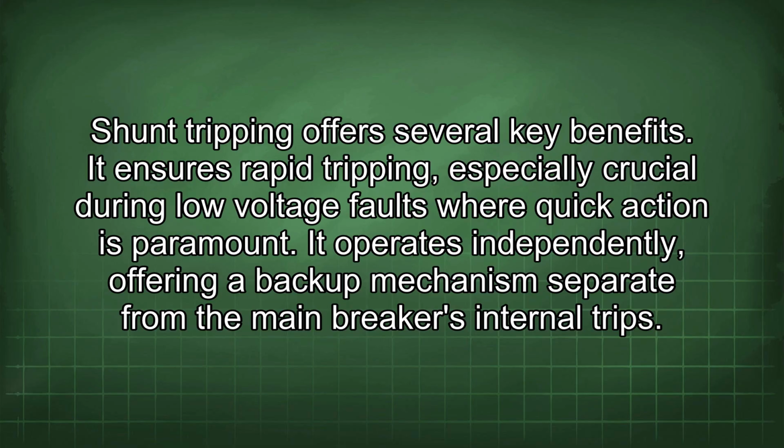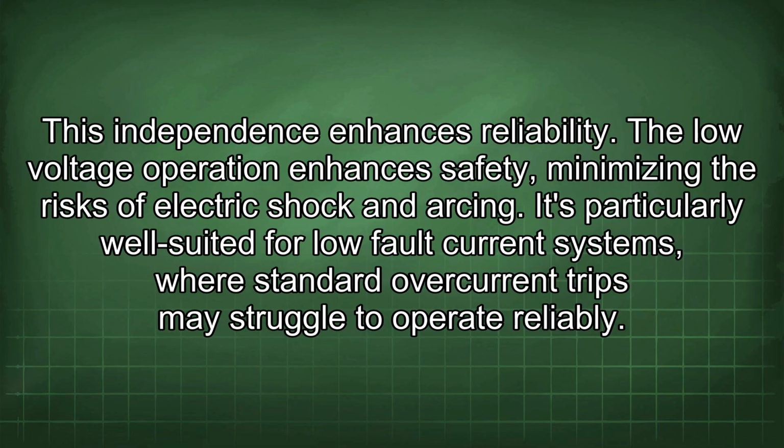Shunt tripping offers several key benefits. It ensures rapid tripping, especially crucial during low voltage faults where quick action is paramount. It operates independently, offering a backup mechanism separate from the main breaker's internal trips. This independence enhances reliability. The low voltage operation enhances safety, minimizing the risks of electric shock and arcing. It's particularly well suited for low fault current systems, where standard overcurrent trips may struggle to operate reliably.